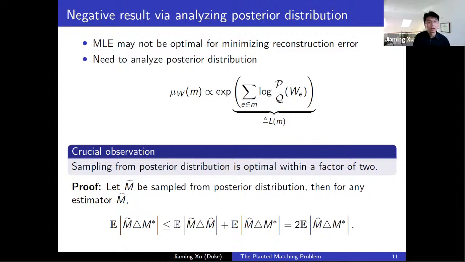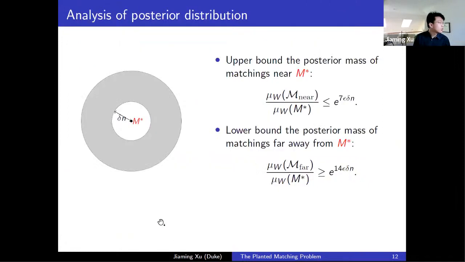So because of this observation, if we want to lower bound the reconstruction error, it suffices to focus on the posterior sample. We are losing at most a factor of 2. So that's exactly what we're going to do next. We're going to analyze this posterior sampling. To do that, we do it in 2 steps.